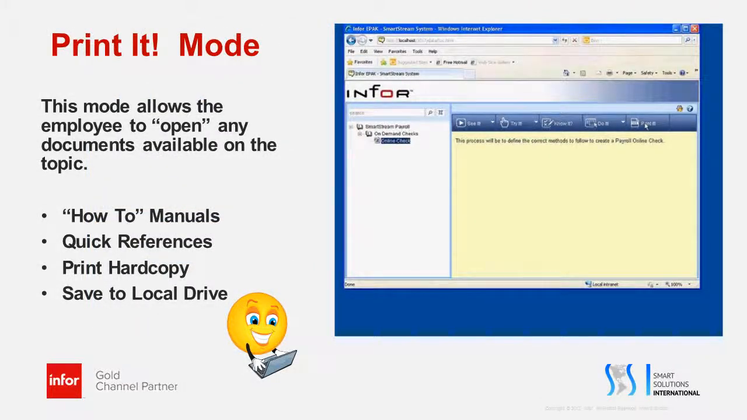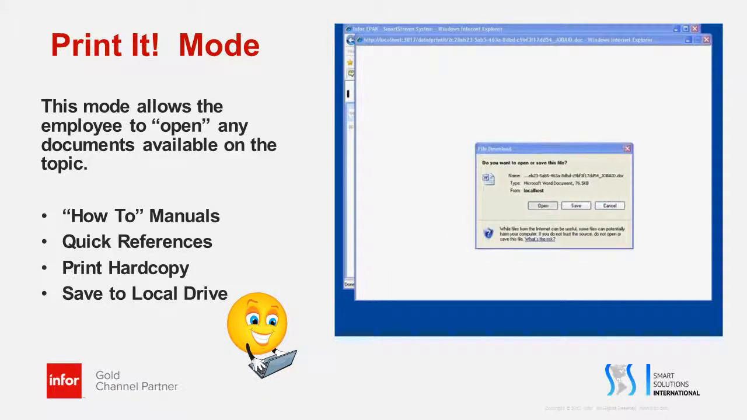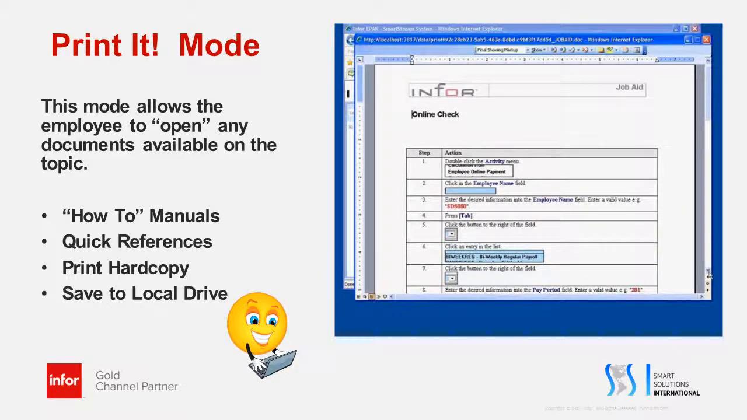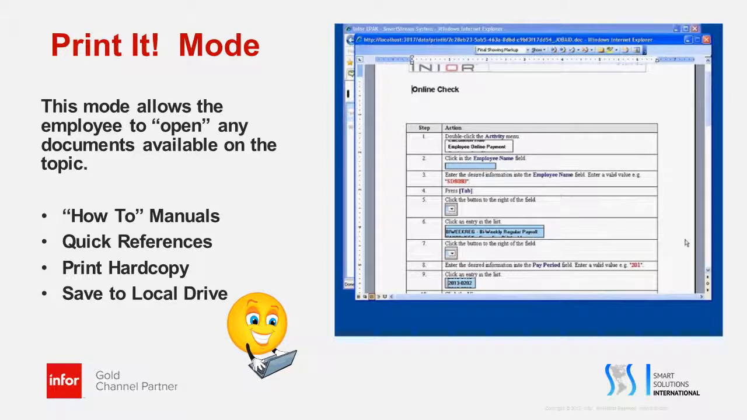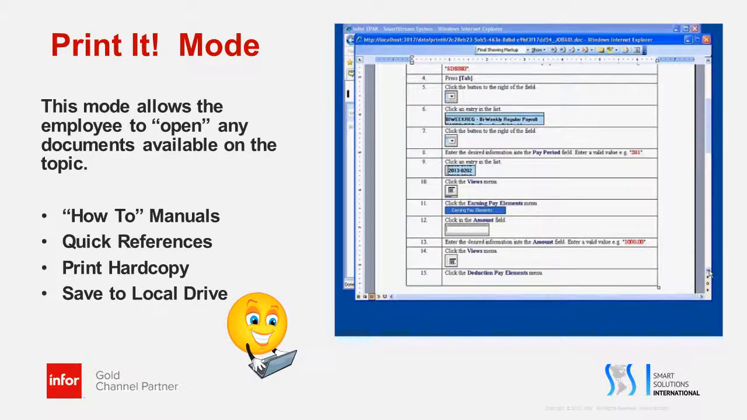Here we watch the employee access the Print It tab, where they can open or save the documents to their local drives. In this example, we will see the document called Job Aid, which is a quick reference guide. If you will notice, each step is listed, just as we watched in the training videos. The data elements are also included to provide clarity to the document.